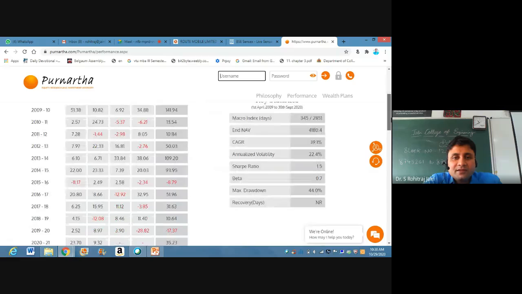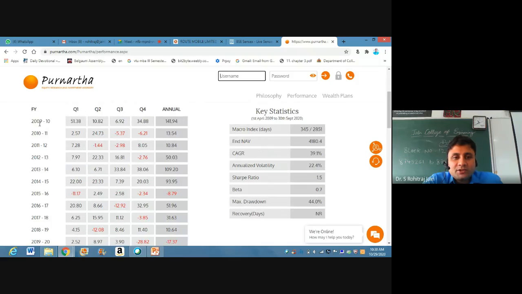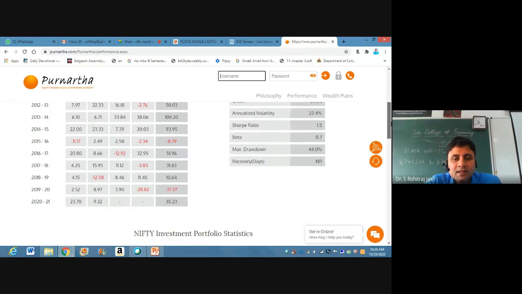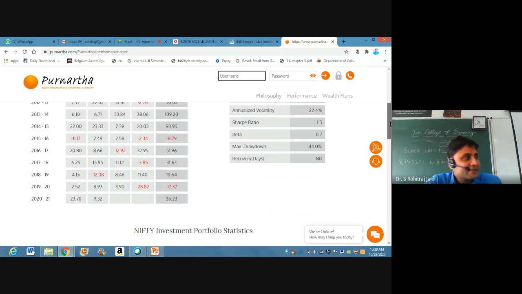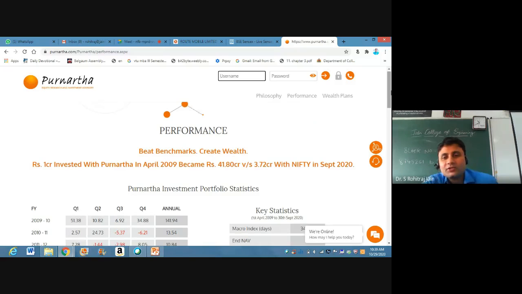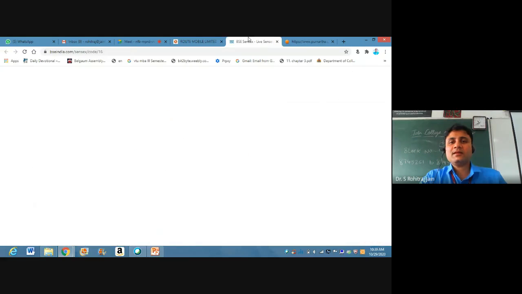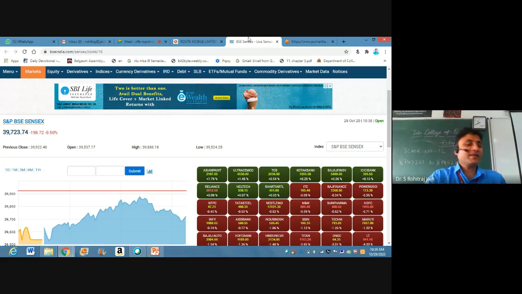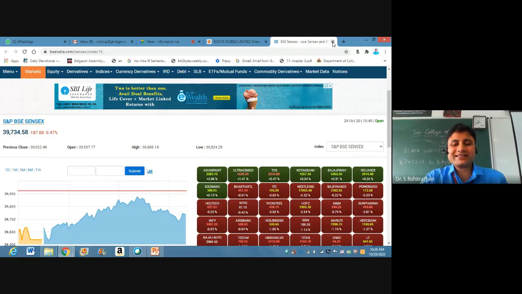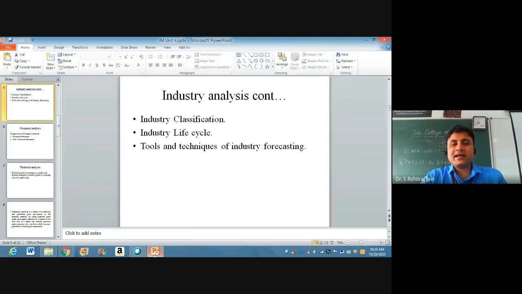See here, they have even showed us financial year 2009-10. So Q1, Q2, Q3, Q4 and annual. See the percentage return, students, what they have given, 141%. They have even given negative returns in 2015-16, that is -8% also. But overall, if you consider their CAGR, that is compounded annual growth rate, is more than 30%. See? Right? So we have companies in India who work primarily on the fundamental analysis and deliver beautiful returns to the investors.